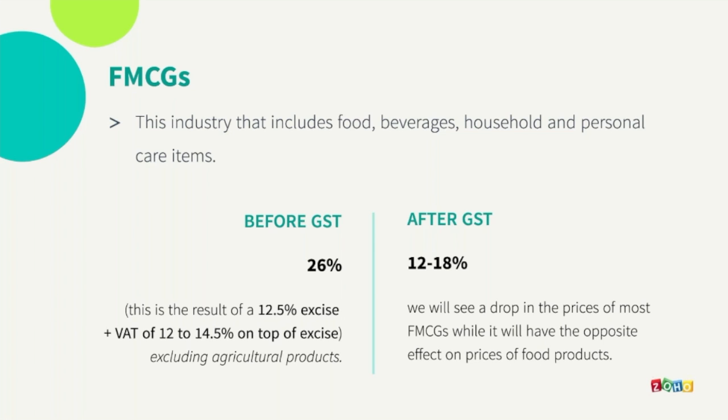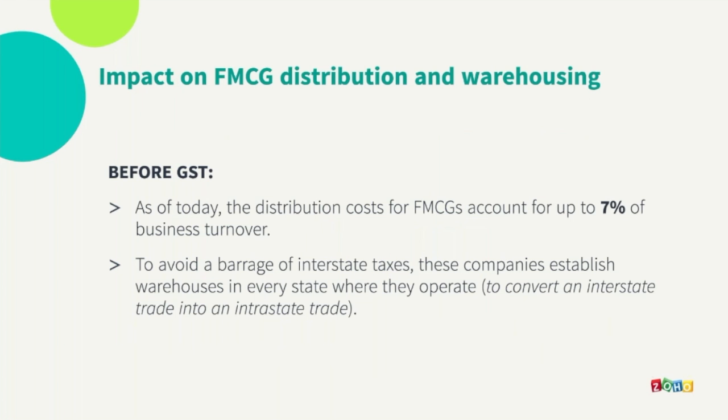If you put them all together, you have a very high tax rate sitting right on these goods. But after the GST, the taxes associated with these goods are going to lie within the standard rate. So it's going to be between 12 to 18%. And so we will see a drop in the prices of most FMCGs. With respect to food products, as we saw in the earlier sections, processed food is taxed slightly higher, and so it's going to have an inverse effect right over there.